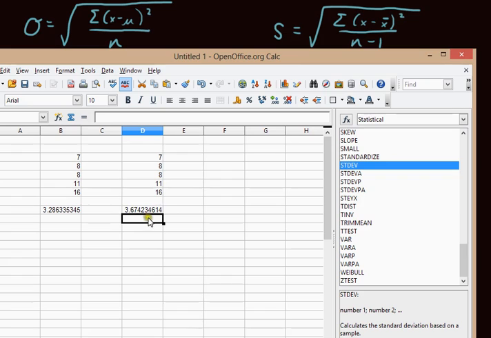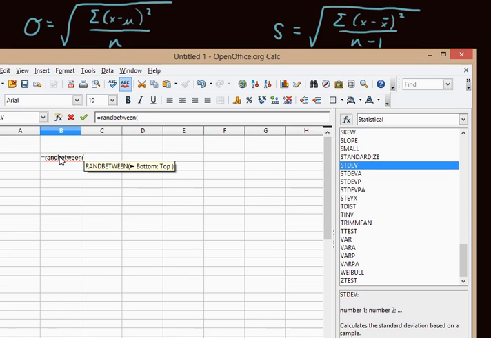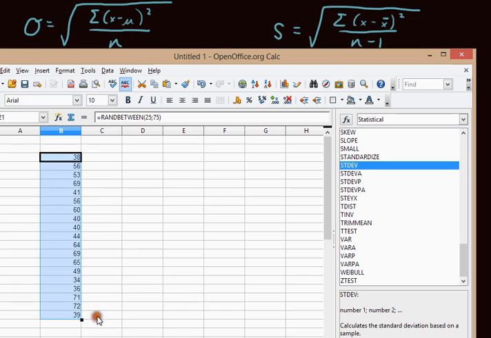Alright, well, let's just do 1 or 2 more examples. I don't have any particular numbers in mind, so let me just pick out some random ones. The function for a random number is rand between, so let's just take some numbers between 25 and 75. If you want the same thing in a whole bunch of cells, you just drag down. Okay, there's a list of numbers.